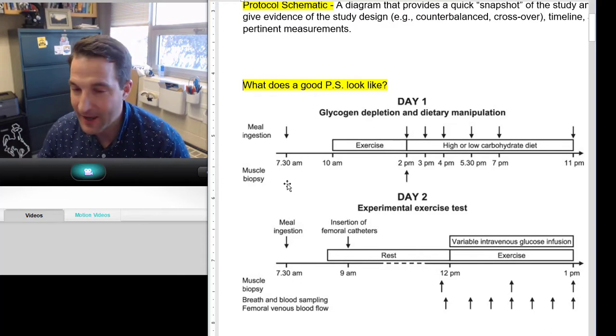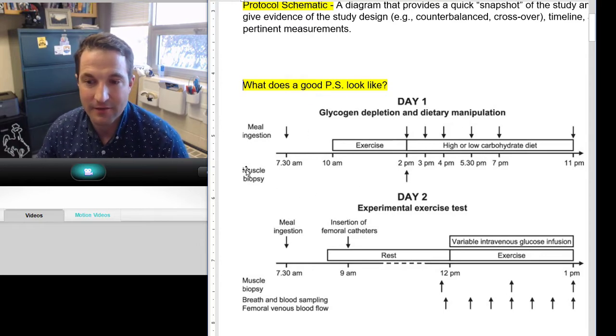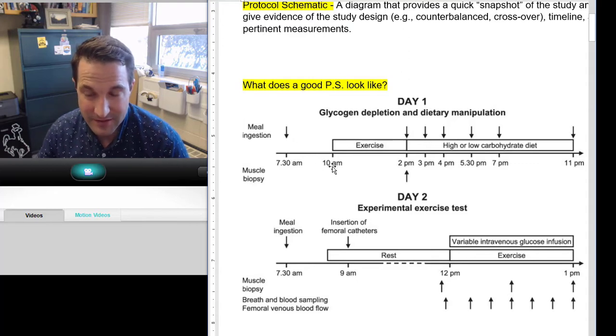And we can see, I have not read this study, but I can tell from this schematic that there are muscle biopsies occurring. There are also meal ingestions that are going to occur. And if this is a glycogen depletion and dietary manipulation day, I'm going to guess that this is a low-carb diet that they're going to eat at this time point. Then, about 2.5 hours later at 10 a.m., they're going to start their exercise. This is a 4-hour exercise protocol.